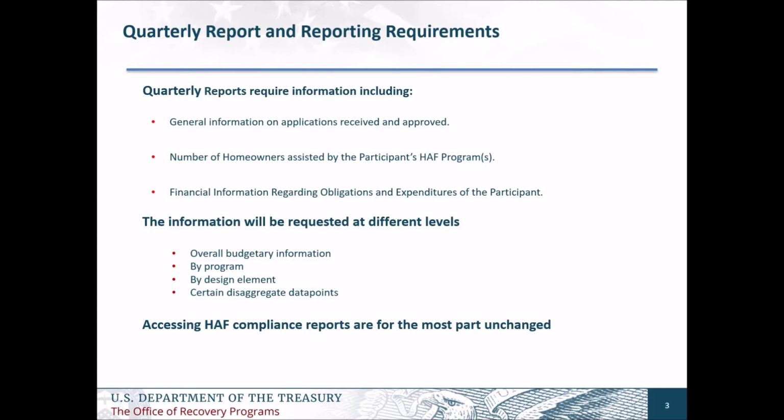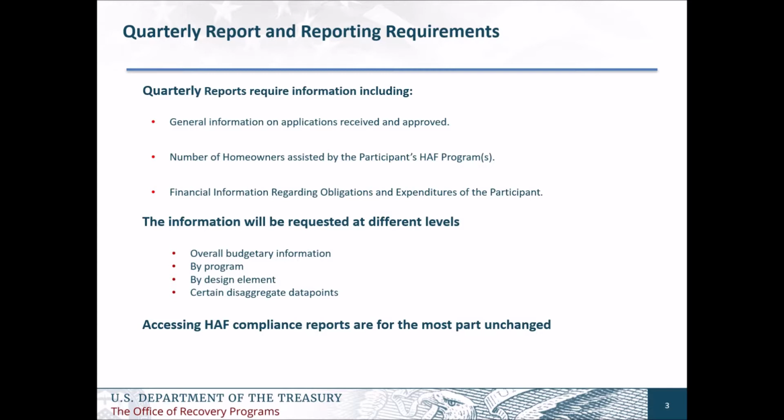Next, we're going to talk about the requirements of the quarterly reports, as well as information that will be collected as part of that reporting. First, the quarterly reports will be asking for information including general information on applications received and approved, the number of homeowners assisted by your HAF program, and financial information regarding obligations and expenditures that have been incurred as part of the program.